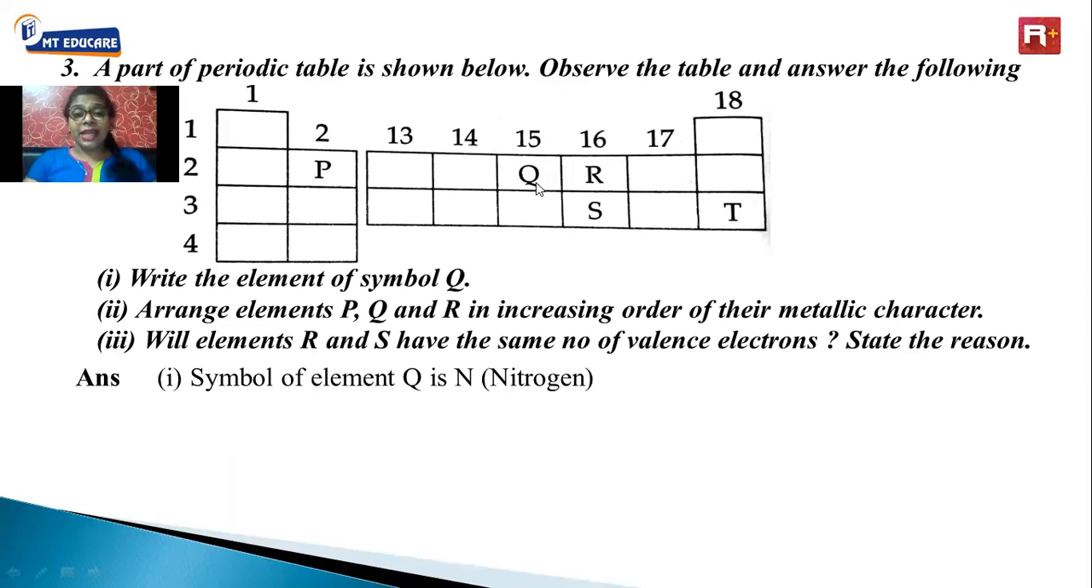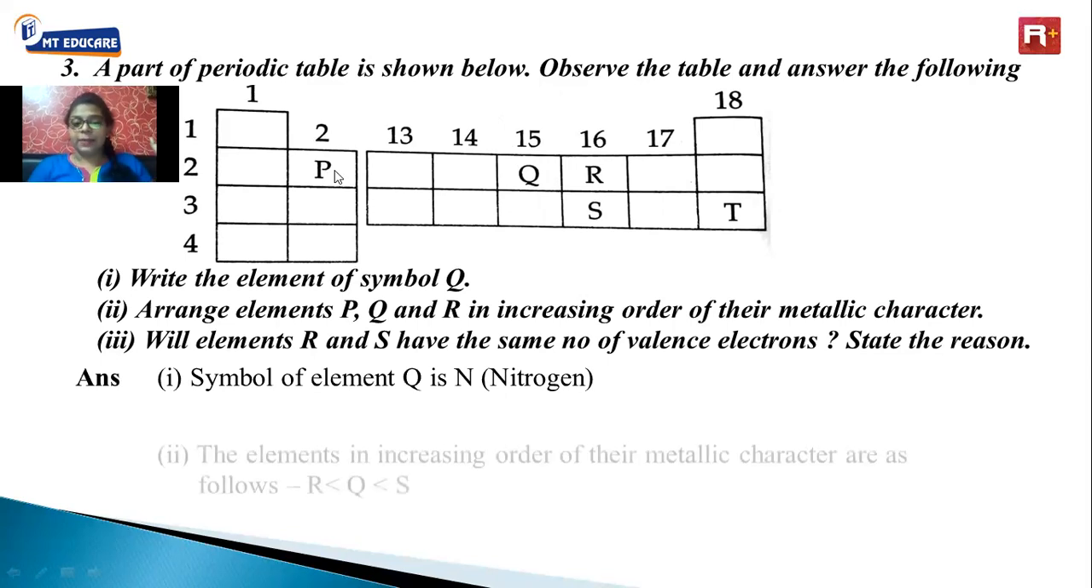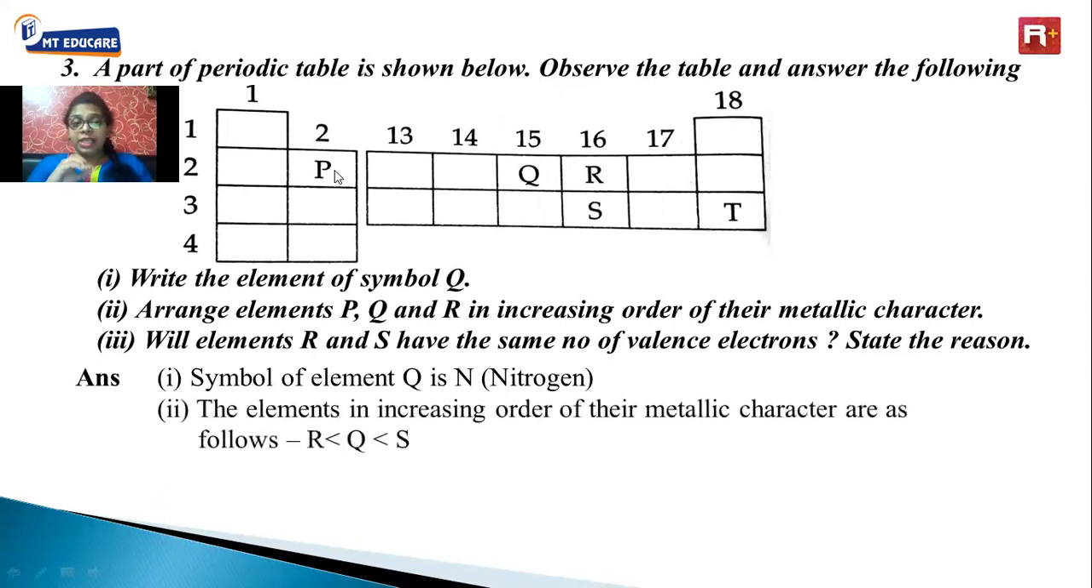Increasing order of the metallic character. That means the first element will be the least metallic, and the last element will be the most metallic. Now tell me, among P, Q, R, which is the least metallic? Obviously R, because R is a non-metal over here. After that, yes, Q, and the most metallic will be P. Exactly. So R will be the least metallic.